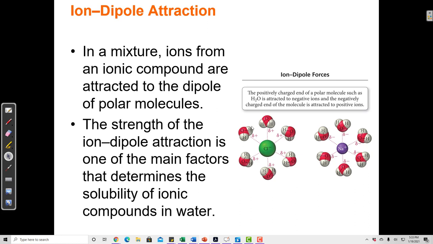Molecules that are not polar, that don't have polar bonds, cannot interact with ions, because molecules that are not polar don't have pluses. And if they don't have pluses, they can't interact with minuses. They're neutral. Non-polar neutral molecules, neutral things, are not attracted to each other. Only positive and negative things are. So an ion-dipole attraction is the force that occurs in mixtures, generally between water and other substances. Here's an ion, here's a dipole. This is the force between ions and dipoles.